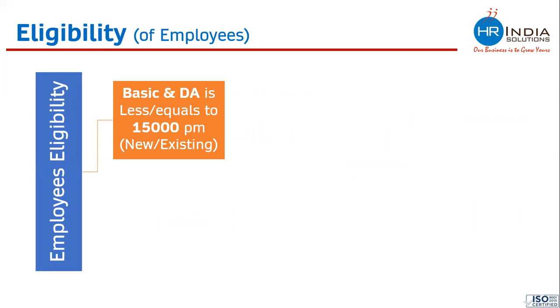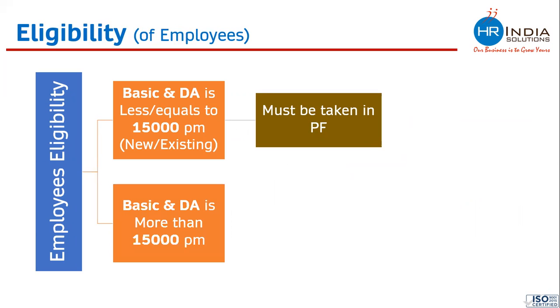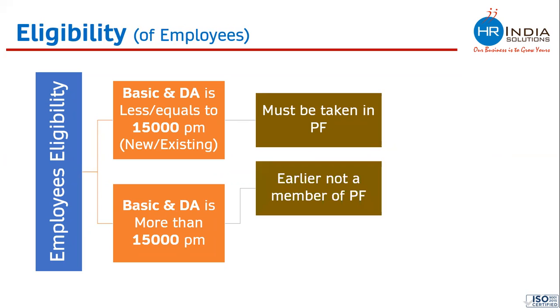Now, as an employer, you are getting an employee whose basic and DA is less than or equal to 15,000. In that case, there is no option available with the employer. The person has to be taken under Provident Fund. The other case can be a person who is joining you whose basic and DA is more than 15,000. There are two options. We need to see whether the person was earlier a member of PF or not.